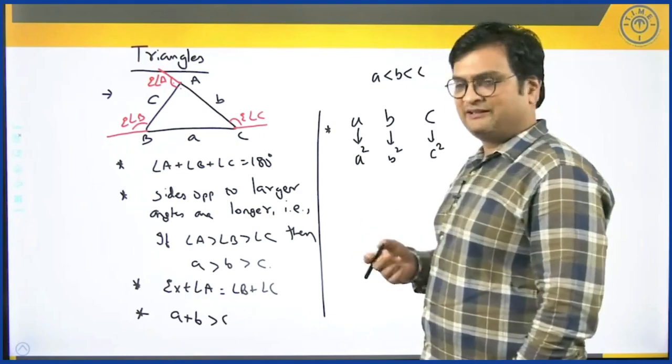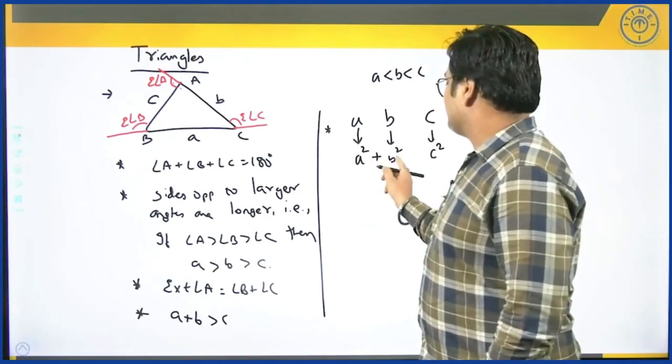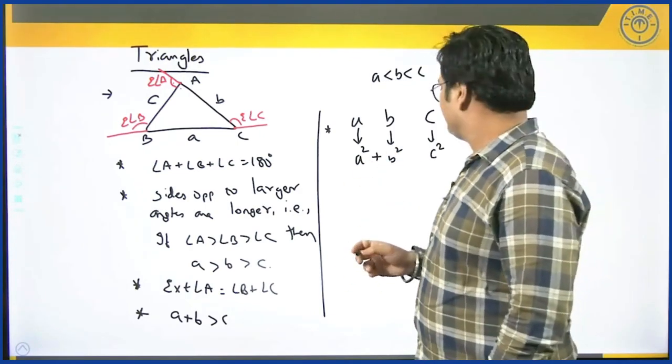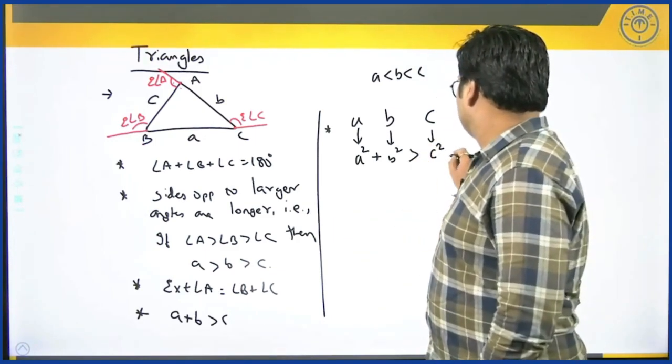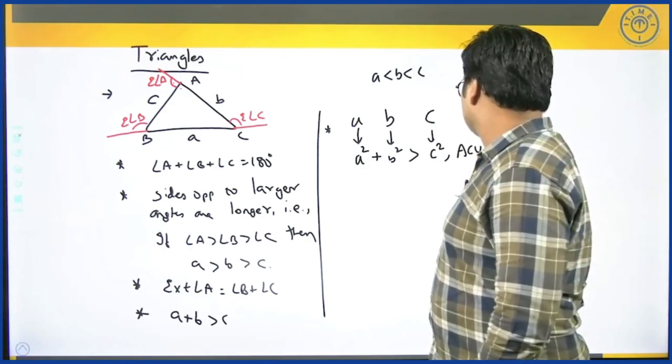Take the squares of each side. Add the smaller two squares, a square plus b square in this case. Compare that to c square. If it turns out to be greater, then the triangle that we are talking about is acute.